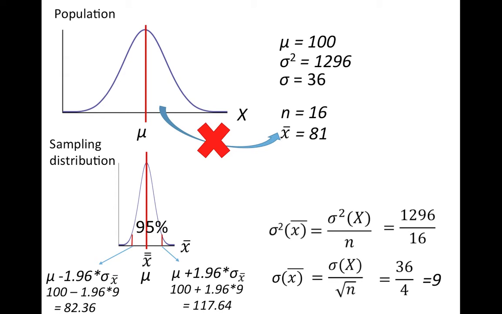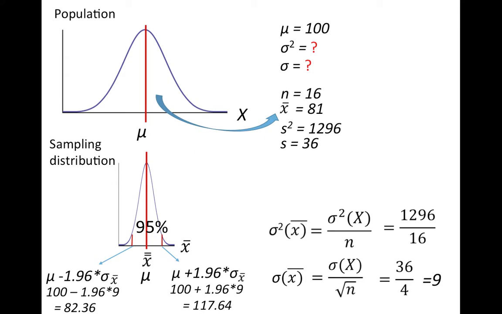Now we will redo this thought experiment with some other assumptions that might be more similar to what we have in real life. We still imagine a population with a mean of 100, but this time we don't know the population variance. And we still have a sample with a size of 16 and a mean of 81, but surely if we can calculate the sample mean, we can also calculate the sample variance. And just for convenience, we use the same numbers as in the last example. So the sample variance is 1296, the same as our population variance was in the last example.